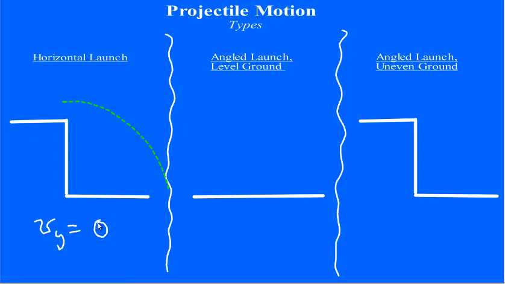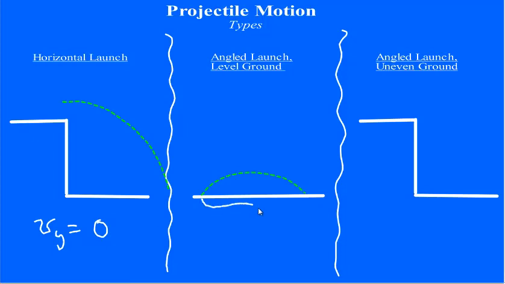The second type would be the angled launch on level ground, right? And I gave you this example already as well. Okay, here in the middle, right? That'd be something like this. Okay, where you start and you end at the same height. Now, in this situation, it's a little more complicated because you do have initial y and x velocity, but because you land and start at the same height, there's a certain symmetry there that you can use in your favor.